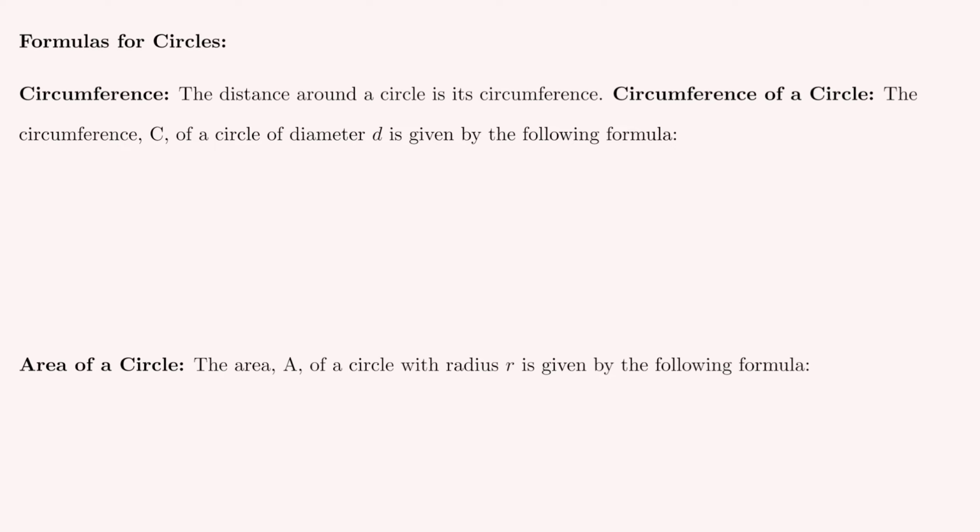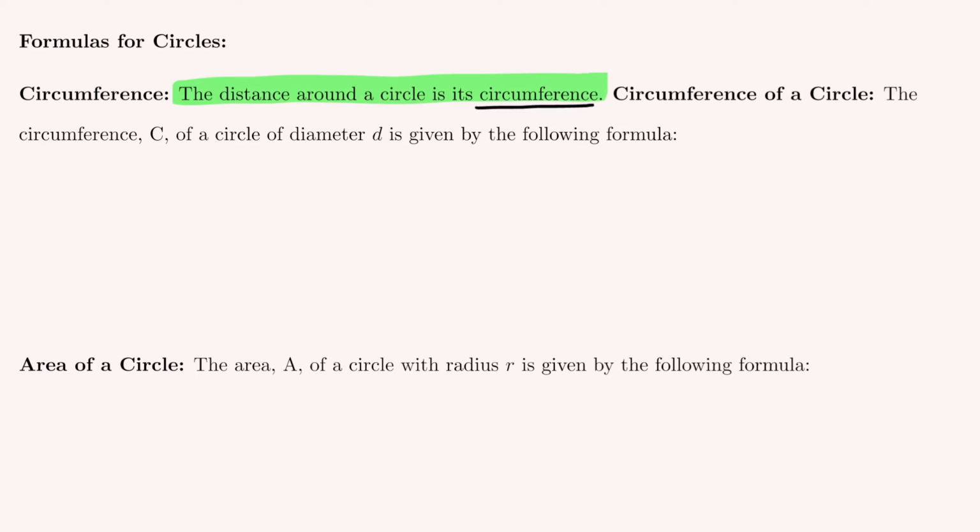So we've worked with the area formulas for squares, rectangles, and triangles. Now let's look at formulas related to circles. Whenever we're looking at a circle, we have the area enclosed by the circle, which is the area, and the distance around the circle, which is the circumference. So let's begin with the definition of circumference.